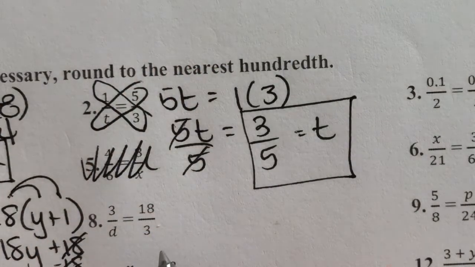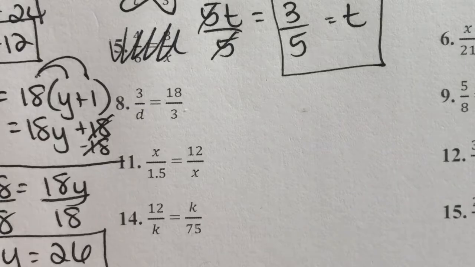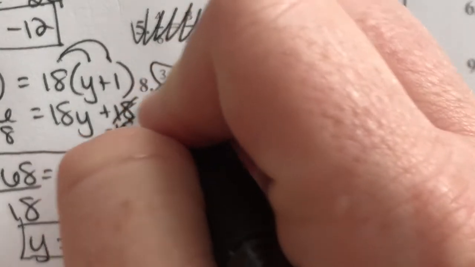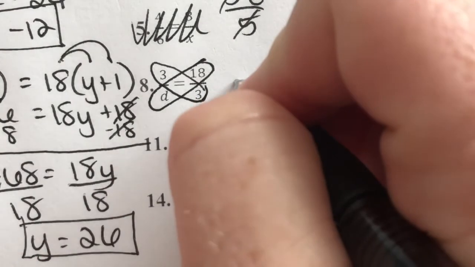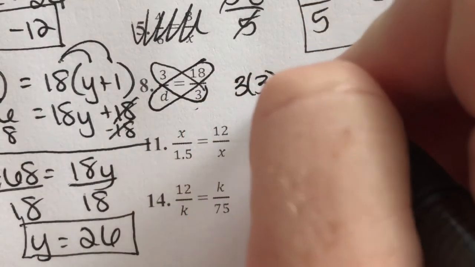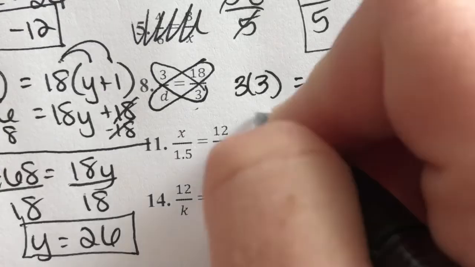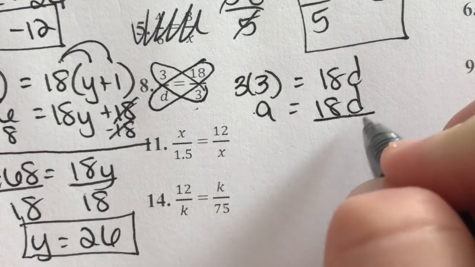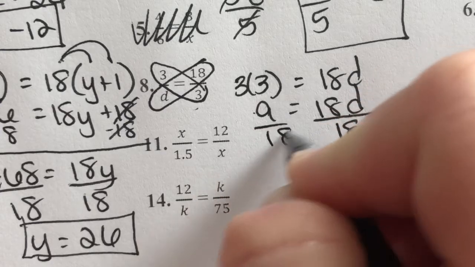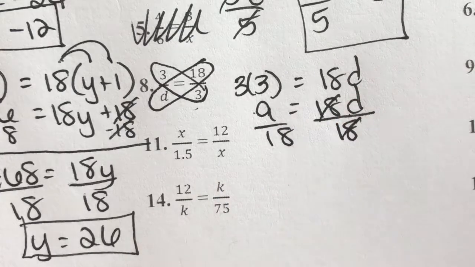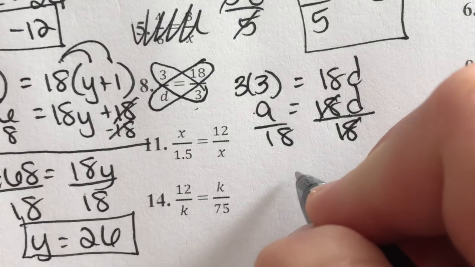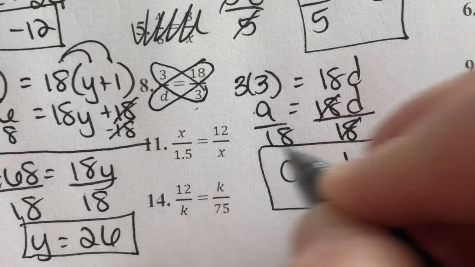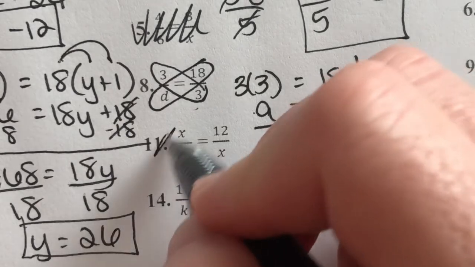Then we have 3 over d equals 18 over 3. Cross multiply. 3 times 3 is 9. Here, I'll write it. 9 equals 18d. Divide both sides by 18, not 9, 18. And 9 divided by 18 simplifies to 1/2. So I get d equals 1/2. Don't say 0.5. There's no decimals in the problem, right?